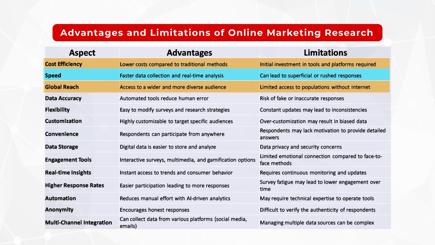And the global reach is an important aspect of online marketing, but there might be customers who do not have appropriate internet access. So, accessibility to the internet is an issue which hinders the global reach part. So, this is again a limitation. But so far as the accuracy of the data is concerned, the automated tools reduce human errors, but the data might be biased, it might be inaccurate, or it may be fake.